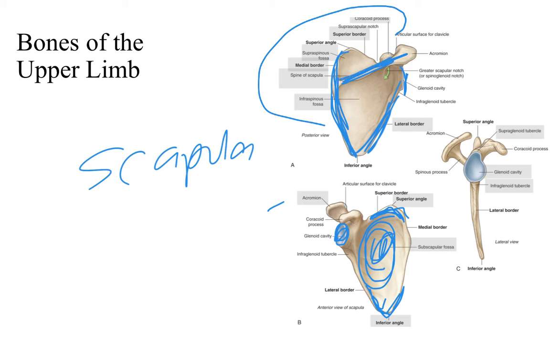So another way to tell orientation. Looking at it straight on into the glenoid cavity, here's our acromion, which is the part the clavicle would articulate with. And here we see the coracoid process that is at the anterior part. So the acromion is more posterior, and the coracoid process is more anterior.